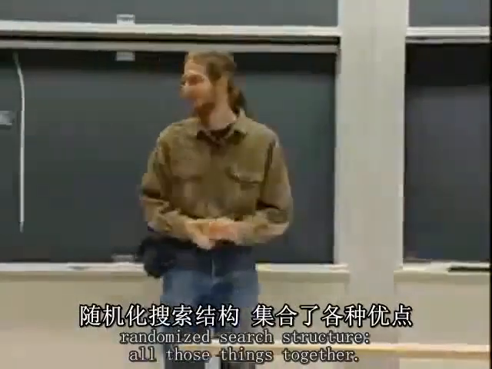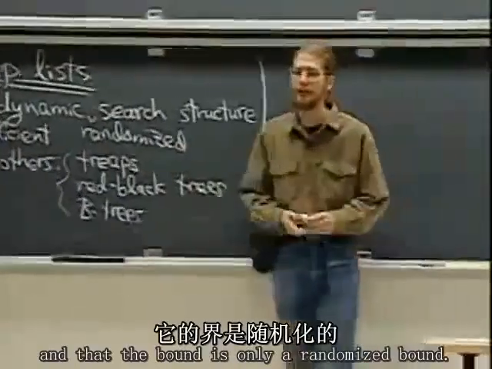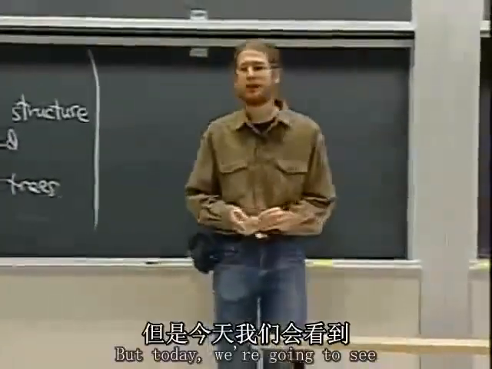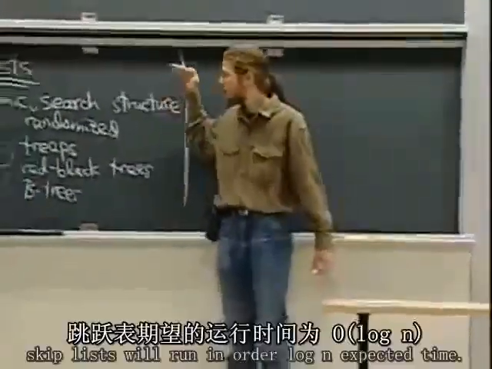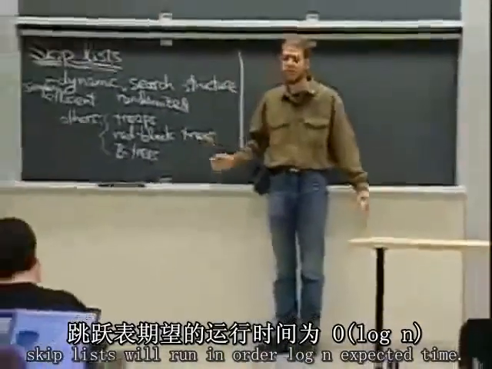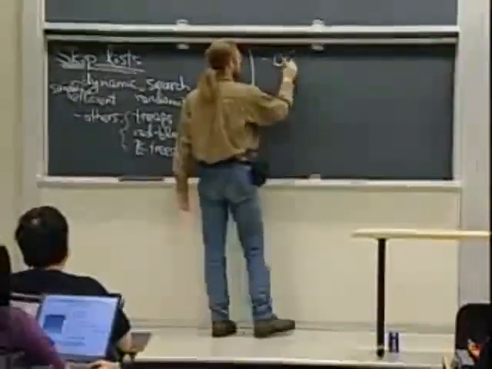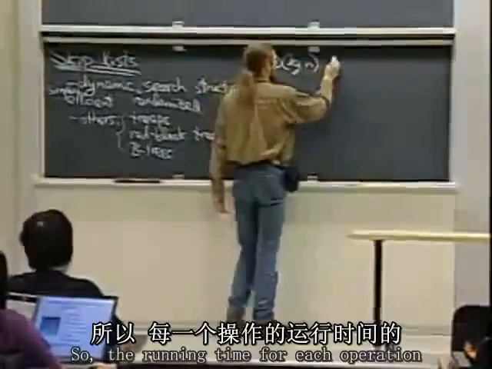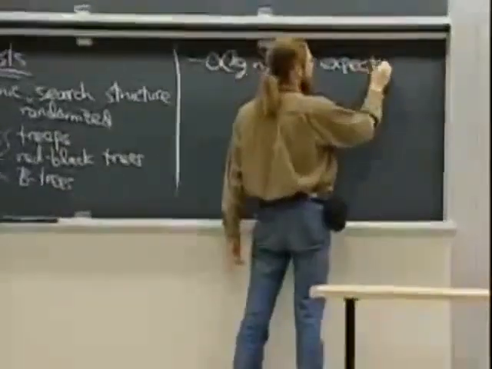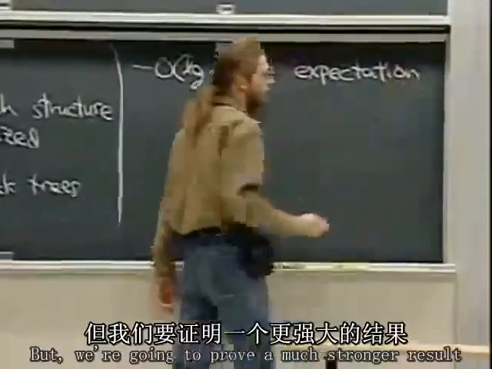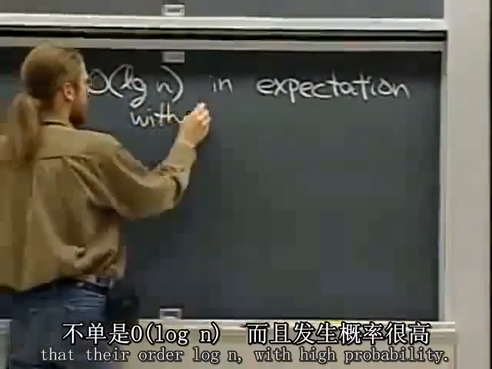All those things together. So it's sort of like treaps in that the bound is only a randomized bound. But today we're going to see a much stronger bound than an expectation bound. So in particular, skip lists will run in order log n expected time. So the running time for each operation will be order log n in expectation. But we're going to prove a much stronger result, that they're order log n with high probability.